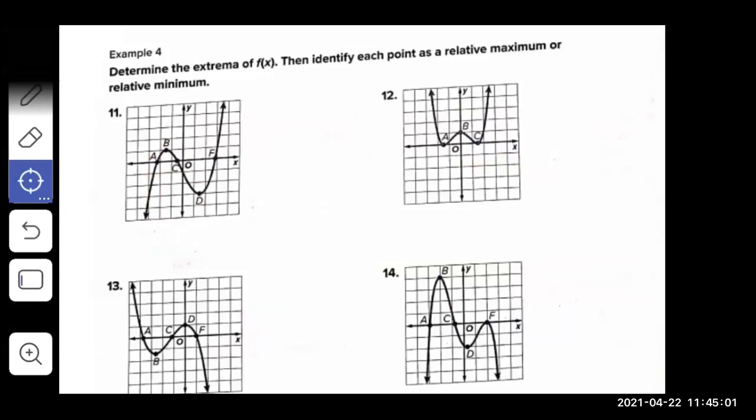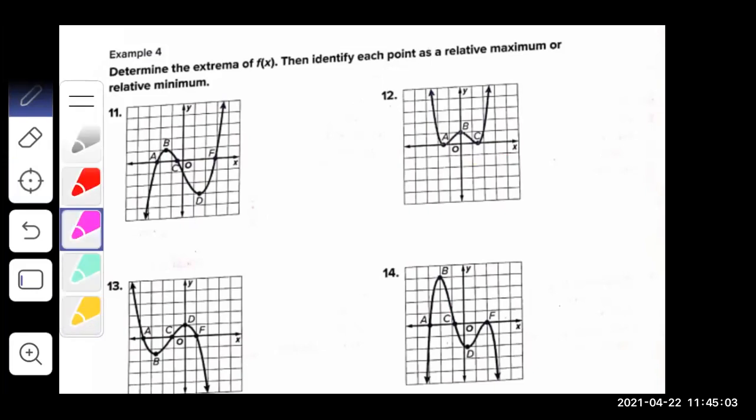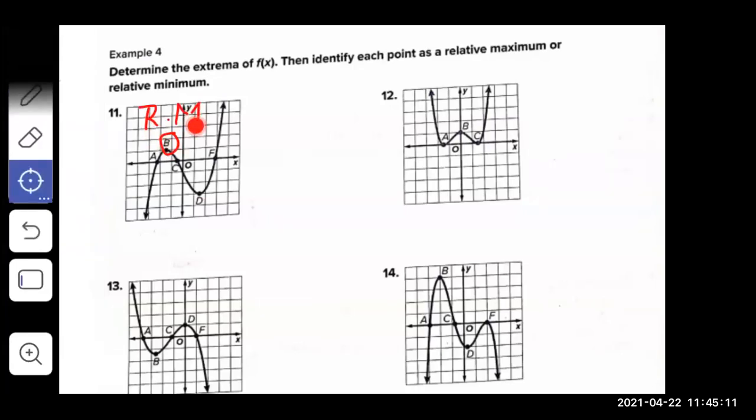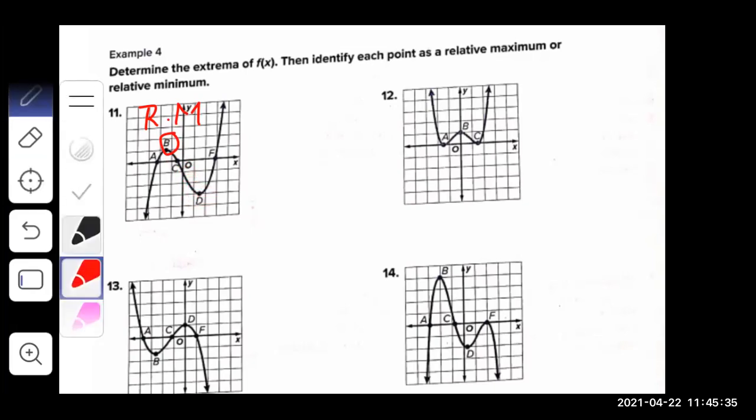Letter B. Excellent. That letter B, guys, this point is the relative maximum. I'm going to put just RM, guys, because I don't want to be zooming in and out. But you write the words, relative maximum. Can you identify what is the relative minimum of this graph? What is the lowest point? Letter D. Correct. This is the top of the mountain, and this is the letter D, that is the relative minimum.